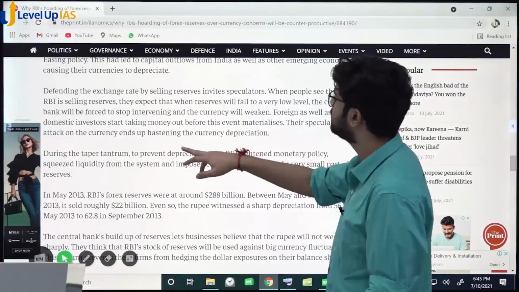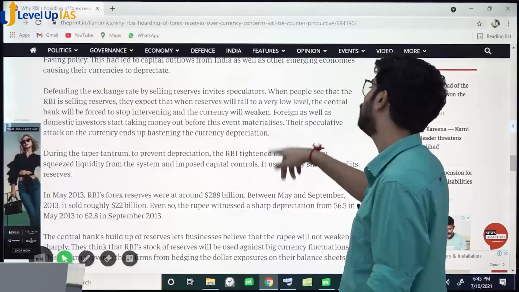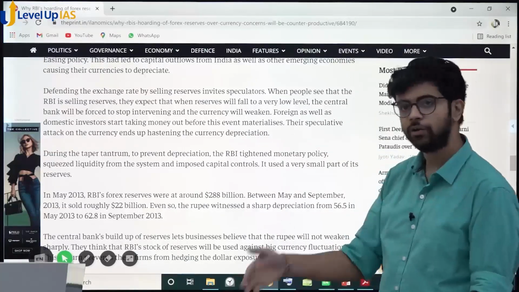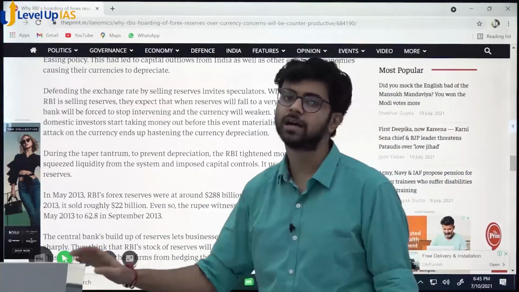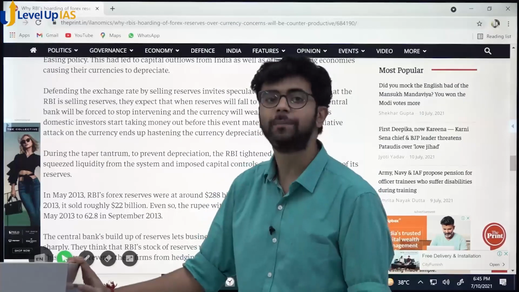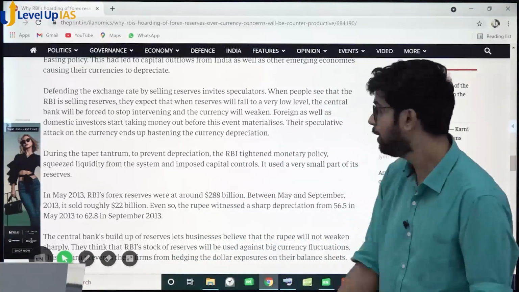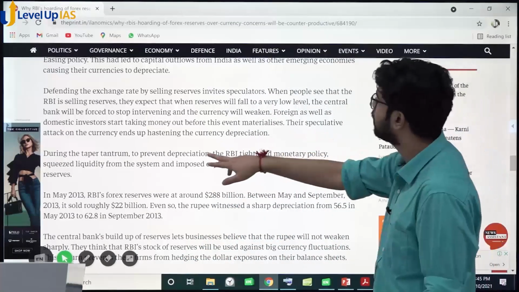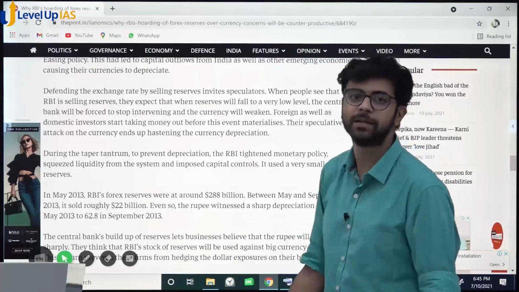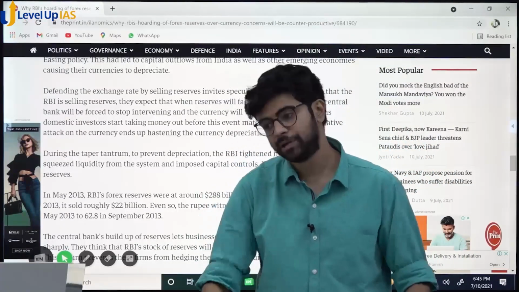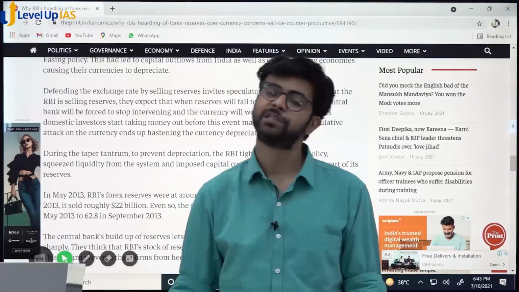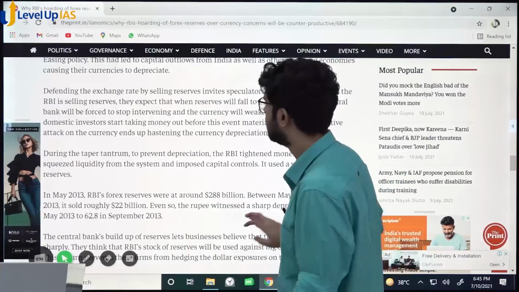Foreign as well as domestic investors start taking money out before this event materializes. So they know abhi is economy ki vaat lagne wali hai, the currency is going to go for a toss, so I might as well remove it. Now when they remove this, their speculative attack on currency ends up hastening the currency depreciation. So depreciation becomes exacerbated, the depreciation becomes more worse, right?